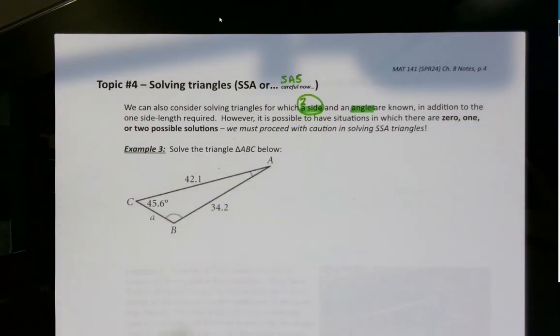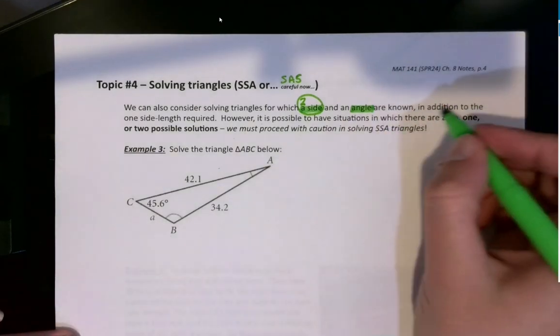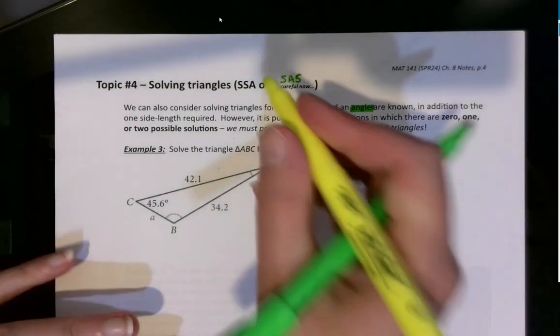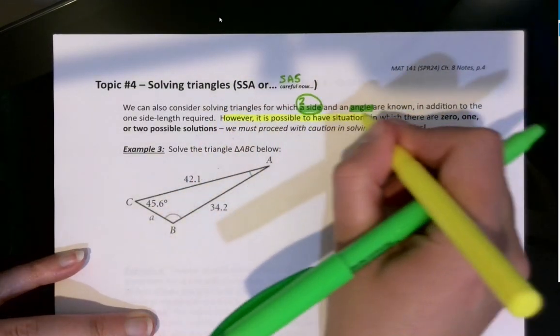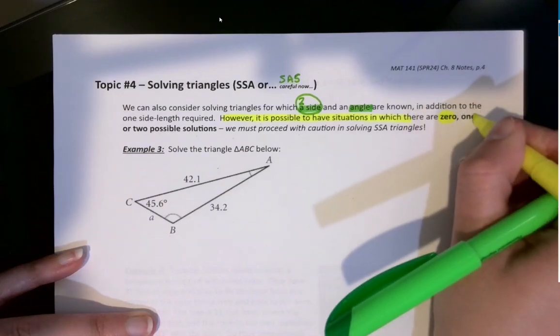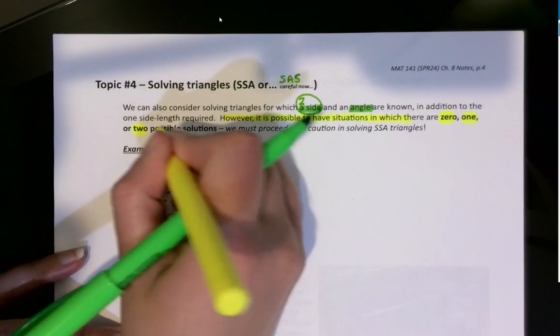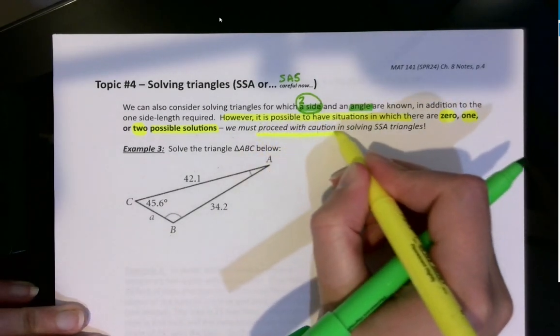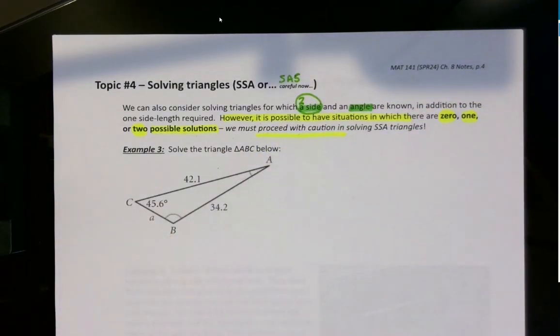Okay. In this case, it is possible to have situations where there are no solutions, one solution or two possible solutions. So we're going to have to proceed with caution when solving this kind of triangle.